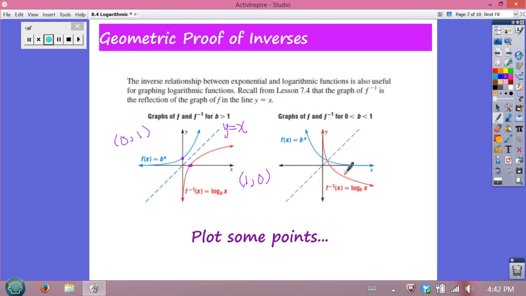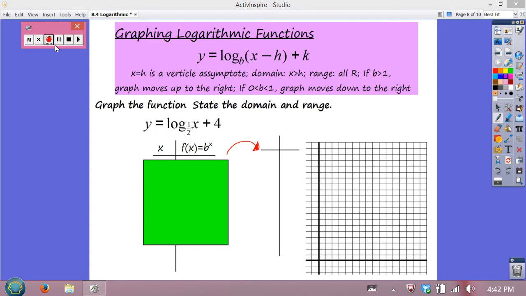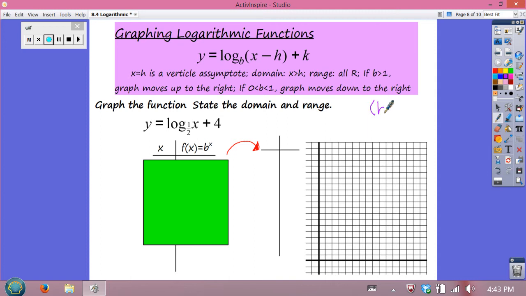And if you were to look at this one over here, it's going to be the same idea for the decay. Plot a point, it's going to be a reflection over that y equals x line. Okay, so now we're just going to graph these functions real quick. The equation for graphing our logarithmic functions is y equals log base b of x minus h plus k. Now, h and k, same thing from the exponential growth and decay, our new origin, hk. Okay, but this time x equals h is our new vertical asymptote. The domain is x is greater than h, and the range is all real numbers.